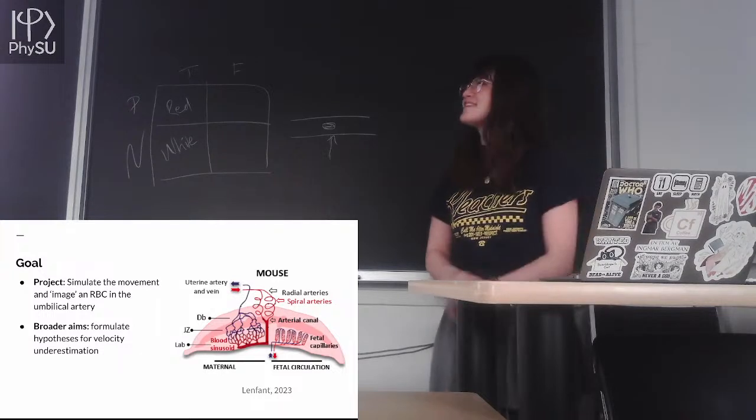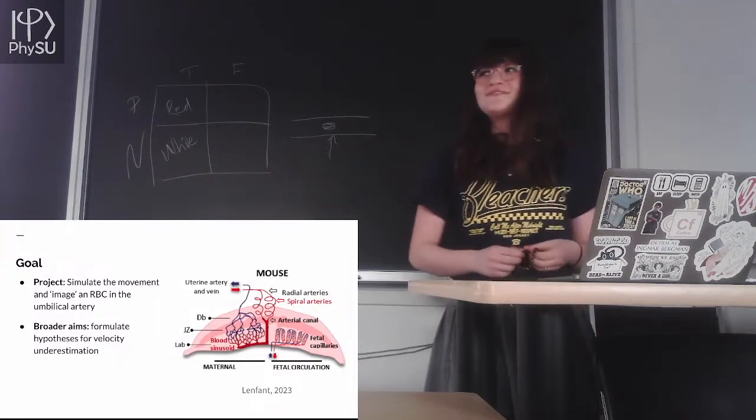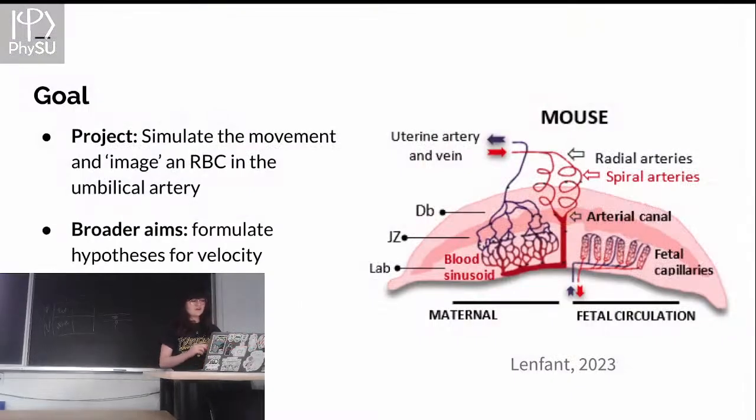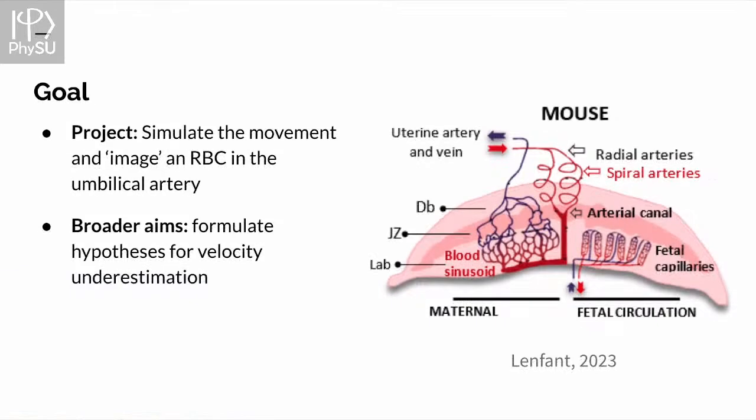So here's an image of an actual mouse placenta, as opposed to the earlier image of the placenta. So the project is to simulate the movement and image, again, this is not real. We have invented this red blood cell and all of this data is fake. A red blood cell in the umbilical artery. And then based on having imaged that red blood cell, you come up with some hypotheses for why the ultrafast Doppler imaging is underestimating how fast it's moving compared to the traditional technique. And it is okay if a lot of that jargon is going over your head. I will go into it. But speaking of the first project, this is where the junctional zone is. Yay, it's all connected.